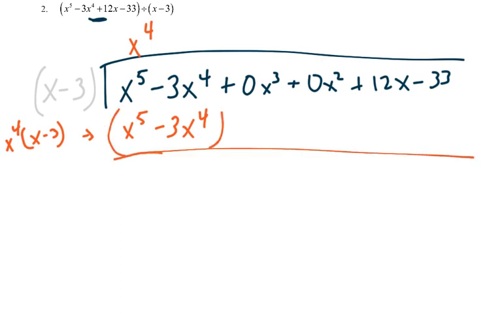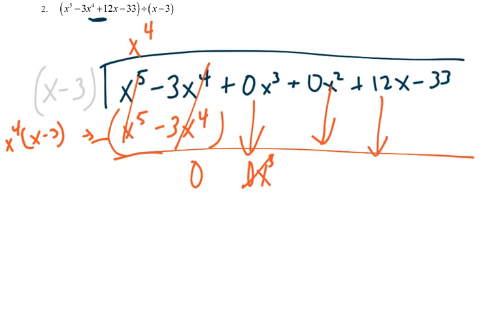We subtract that, something interesting happens. I end up getting 0, and then negative 3x to the 4th minus negative 3x to the 4th is 0. So I'm left with that 0 and that 0. So we actually didn't need those, but sometimes you do, because I would say times 0, times 0, times 0, which we don't need.